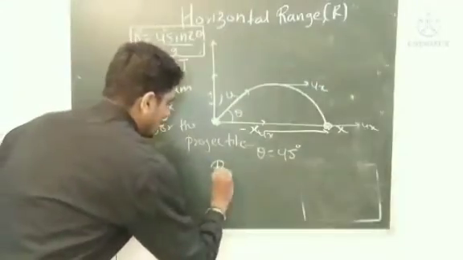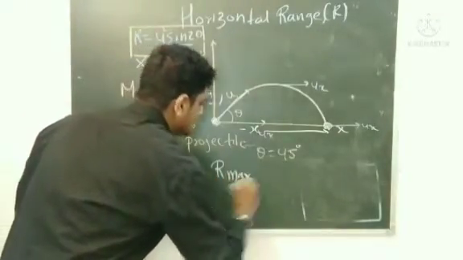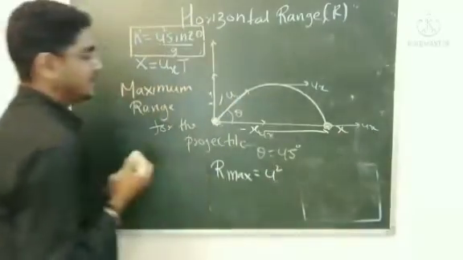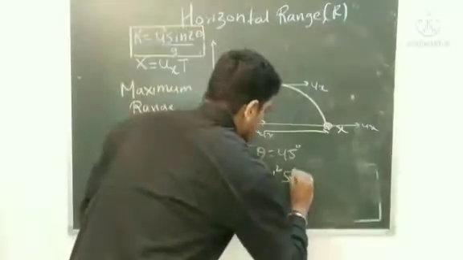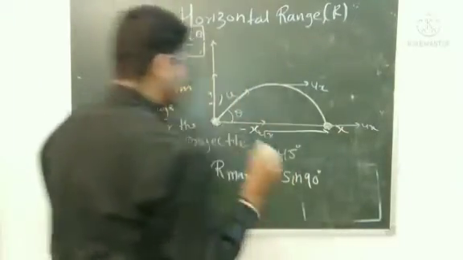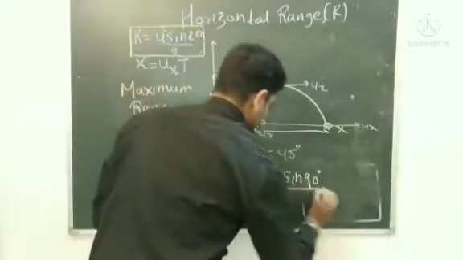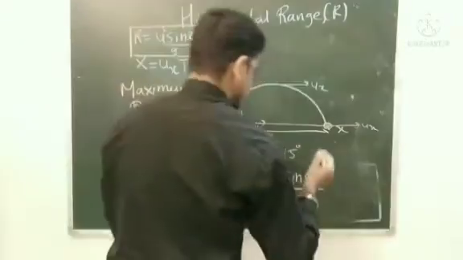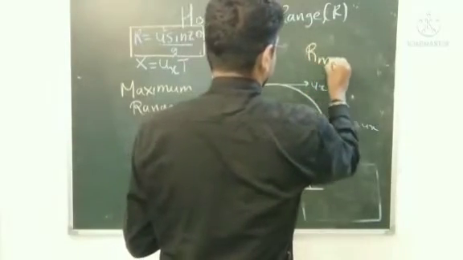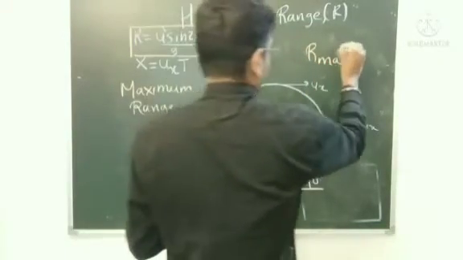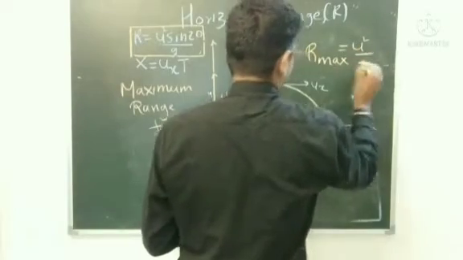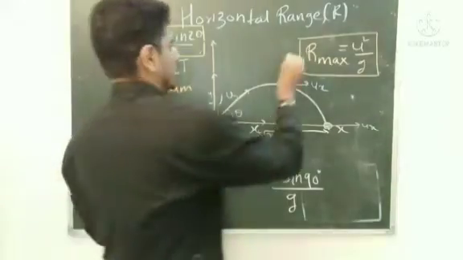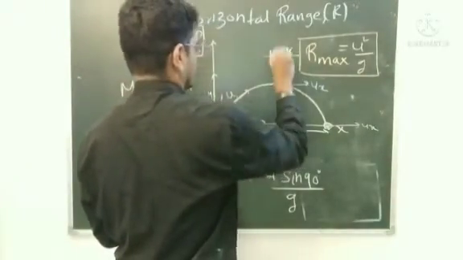So from here we can write Rmax, that is maximum range. Rmax equals u square, in place of sin 2 theta we can write sin 90 degrees, divided by g. So Rmax becomes u square by g. We call it the maximum horizontal range.